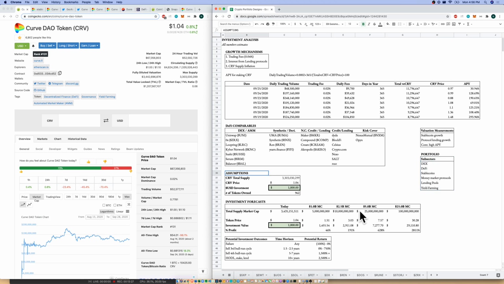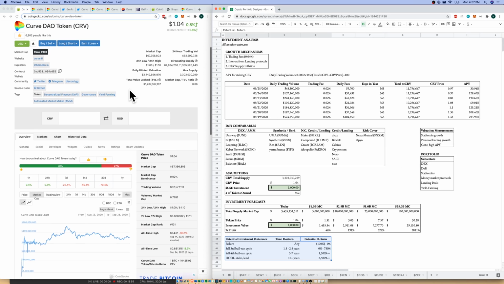And have a look at our exercise here on some potential market caps that I've estimated and the impact on a $1,000 investment: the token price, the investment value, and the percent of profit. And of course, also look at our potential investment outcomes, as that's what I see as four pretty optimal ways to either hodl or sell in the short term or long run. So that's our 10 minutes on the Curve DAO token.